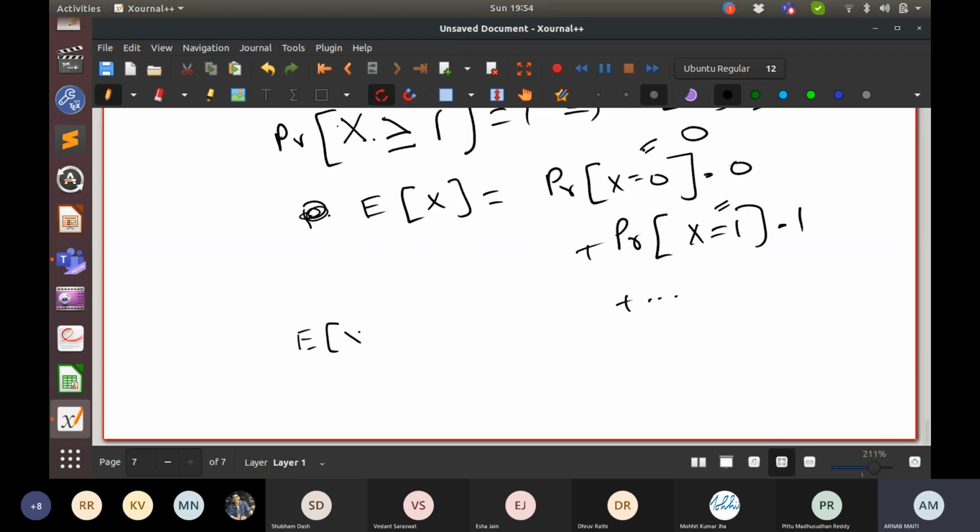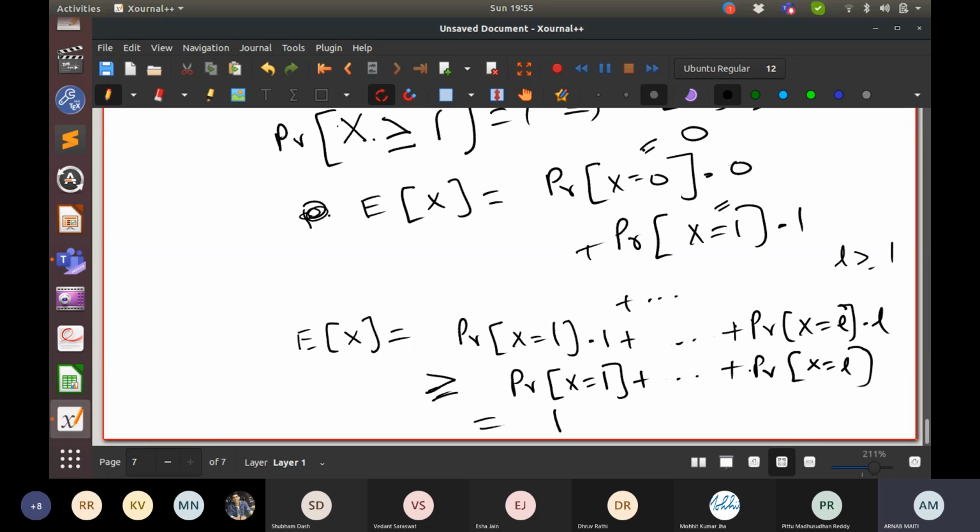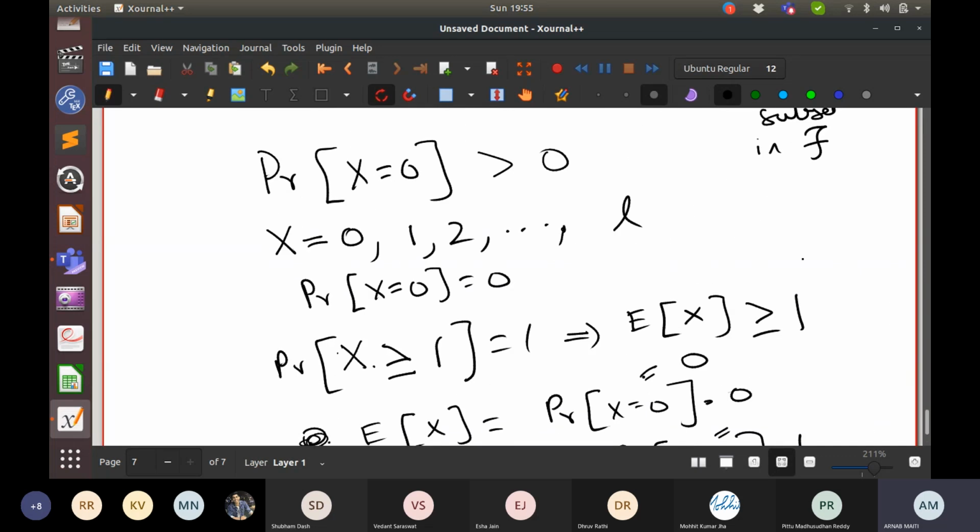So we'll have the probability that x is equal to 1 times 1 plus up to the probability that x is equal to L times L, and so this will be greater than or equal to just the direct sum of probabilities, because L is greater than or equal to 1, and the subsequent numbers are greater than or equal to 1. And this sum, we know, is equal to 1, because we assumed this.